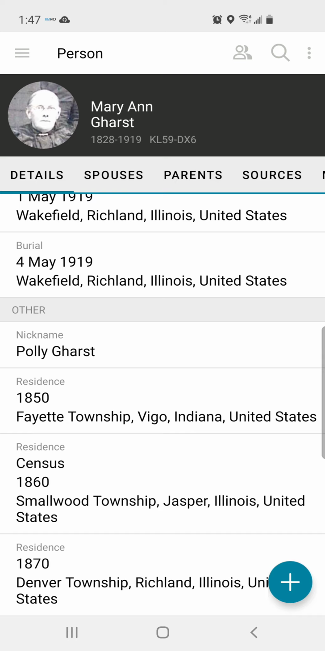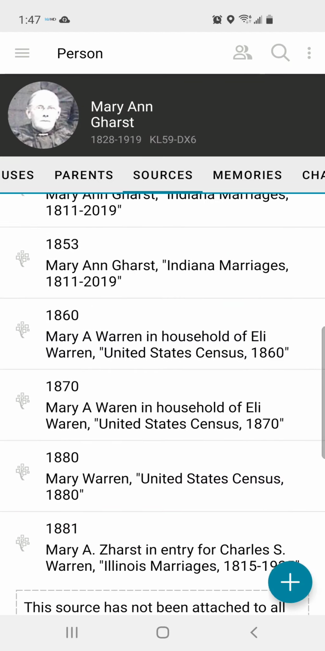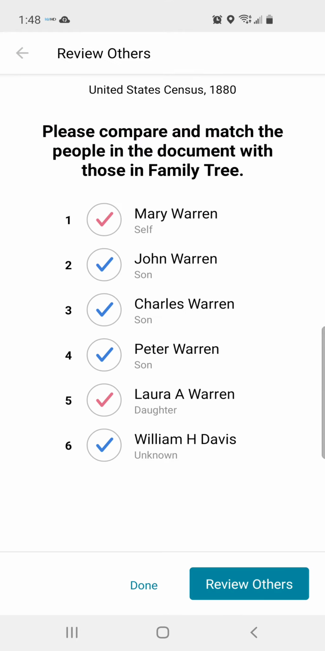So now I'm going to look at her sources and see about that. I know that she was married at that point. And then 1890, of course, the federal census is missing. And she was in Illinois. And then she died in 1919, so there should also be a 1910 census. So again, let's take a look. What do we got? 1880, here's her census. And we're going to review attachments and see what the story is.